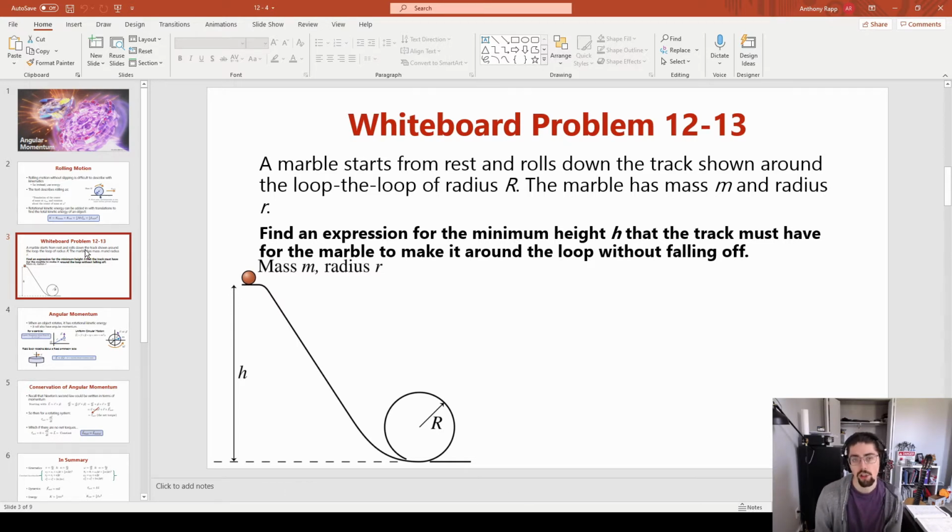Find an expression. What height do we have to be to make sure that it goes all the way around the loop? You have done this before with forces, and specifically at the time, energy conservation and forces. Now we're doing it with energy conservation and forces, but also rotational energy gets involved as well. So take the first 5 minutes or so here. Let's see if we can come up with a good expression for what this thing should look like, and then we're going to come back together and see what you got.